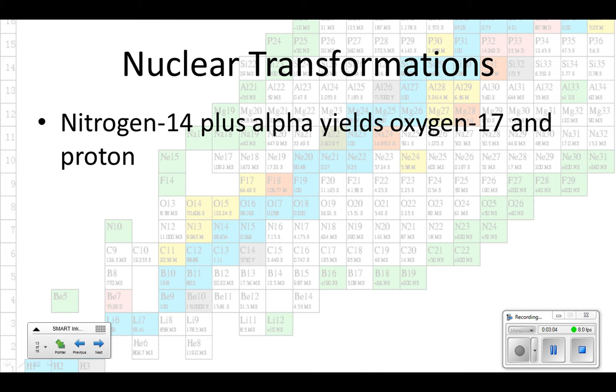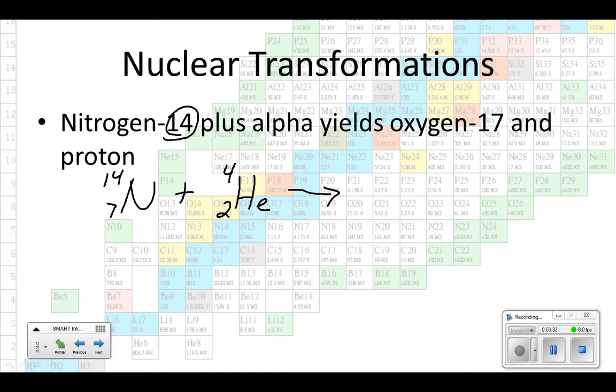In a nuclear transformation, we are going to take a nucleus, do something to it, add another particle to it, have it undergo some change, and get new different elements. Again, an alchemist's dream. In this case, nitrogen, which is number 14, because that's given right there. Nitrogen's number 7, I looked that up. I'm going to add an alpha particle. I know an alpha particle is a helium nucleus. That's the symbol for helium nucleus.